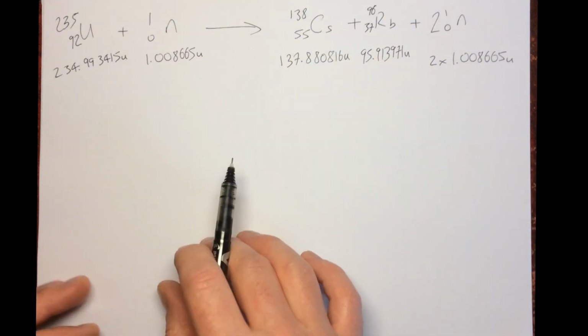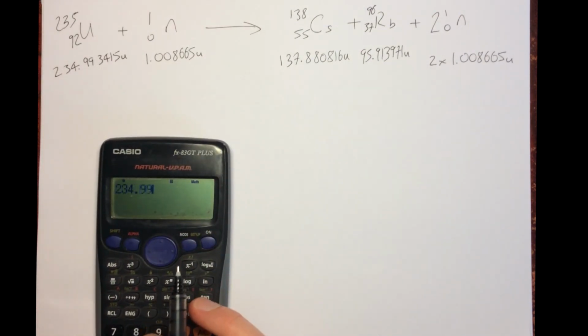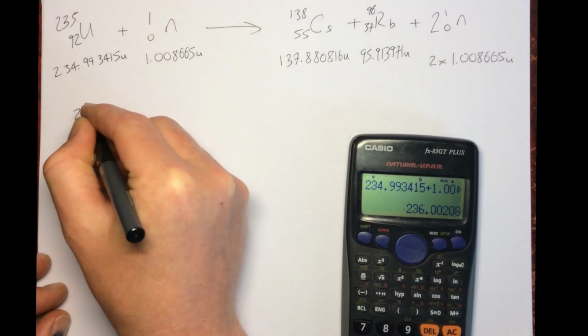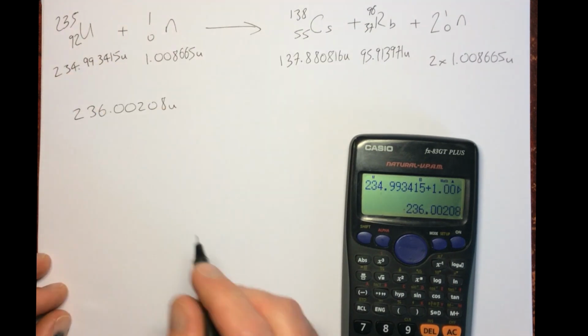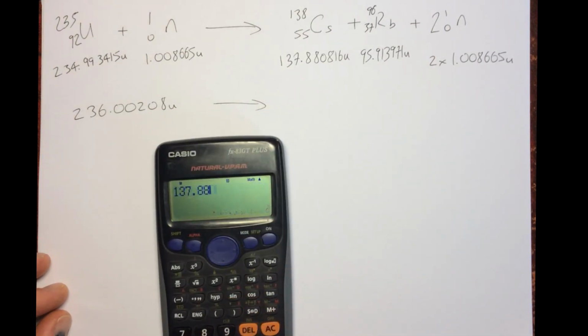So what we're going to do is look at the mass of the reactants and the mass of the products. Okay, so if we add up the mass of the reactants, what we get is this. We're going to get 234.993415 plus 1.008665. That's going to give us 236.00208. So 236.00208 U. That's the mass of these two here. Okay, now that then goes to the mass of our products, which is 137.880816. That's the nuclear mass of cesium, plus the nuclear mass of rubidium, okay, plus the mass of 2 neutrons.